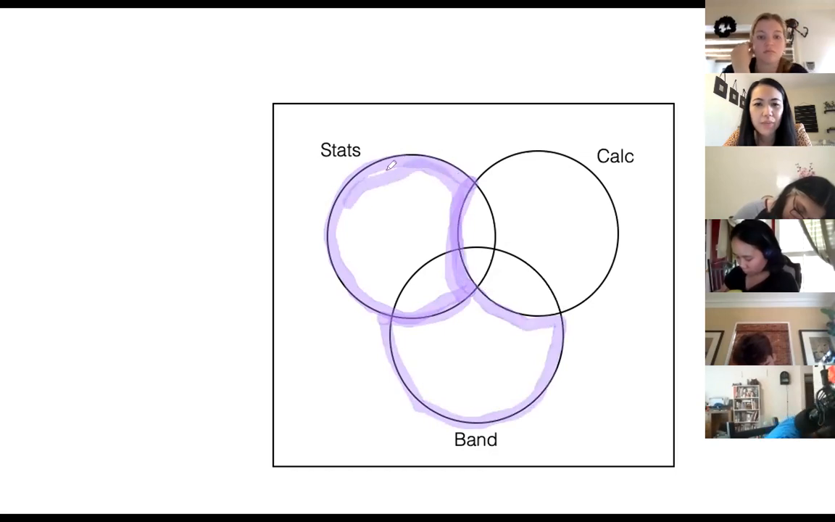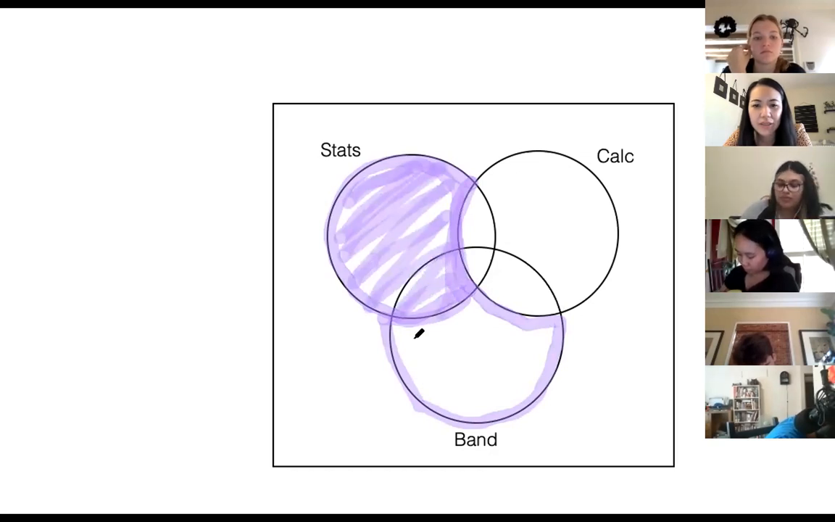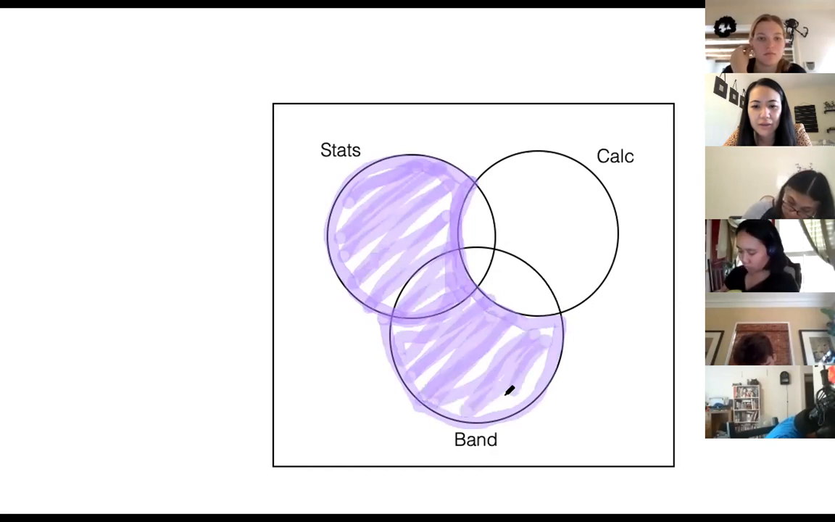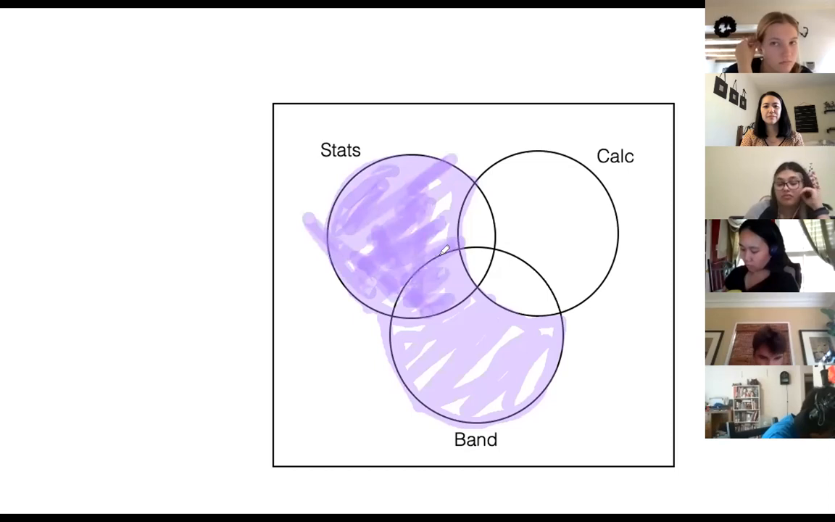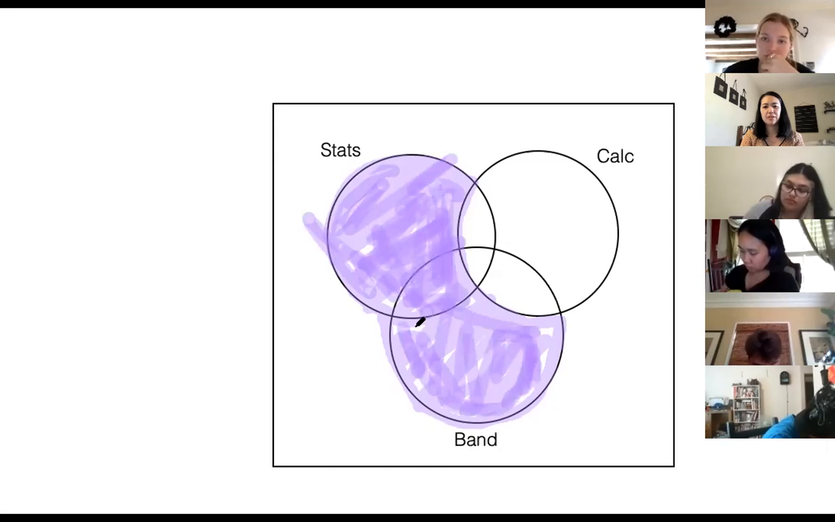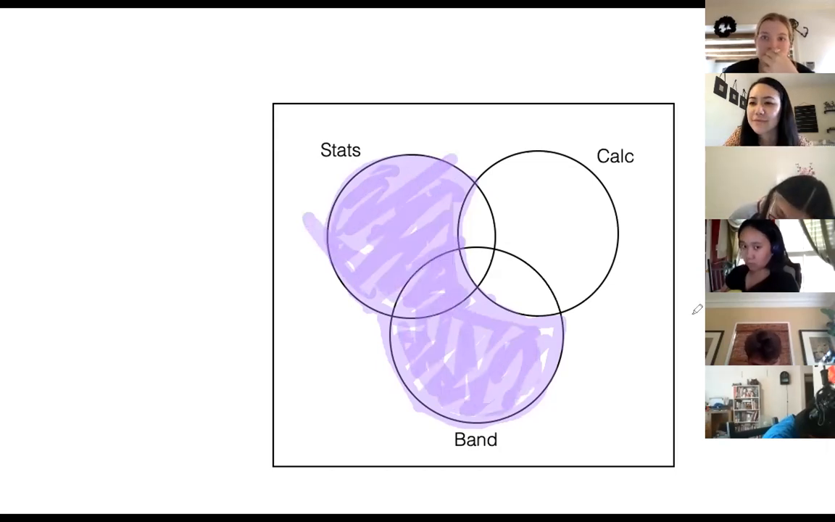Statistics or band would be both circles, but I'm going to subtract out anything in the calculus circle. So that would be my answer for the second one. Any questions on this one? Okay, then why don't you try 3 and 4, and then we'll check answers and see what you get.